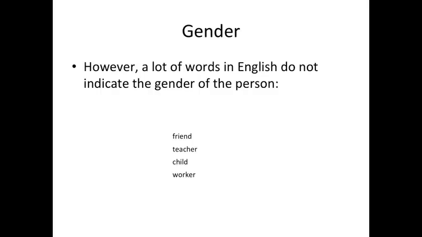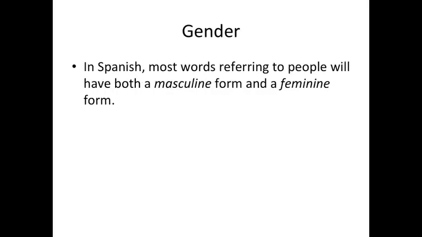For example, the word friend. The word friend could be a male or a female. Teacher, child, and worker. When you say these words in English, you don't know whether we're talking about a male or a female. In Spanish, however, most words referring to people will have both a masculine form and a feminine form. So when you're seeing the word in Spanish, you'll be able to tell whether you're talking about, for example, a male friend or a female friend. And here's how you do that.